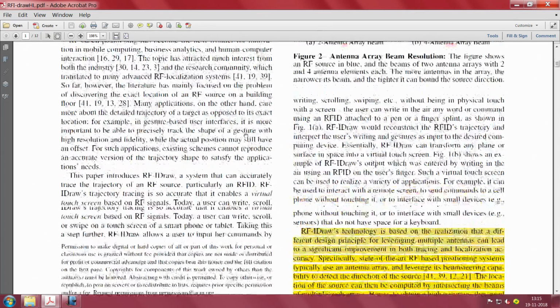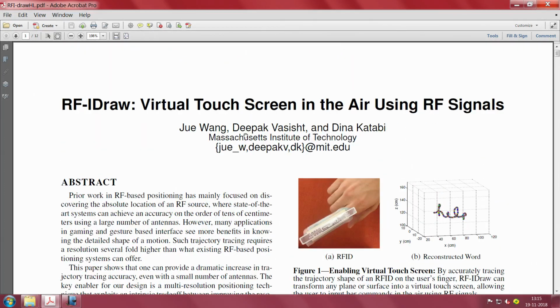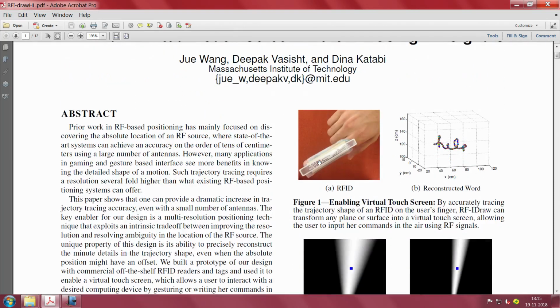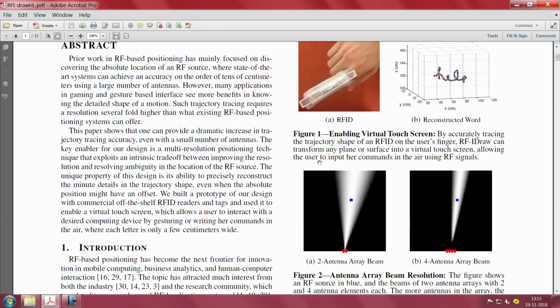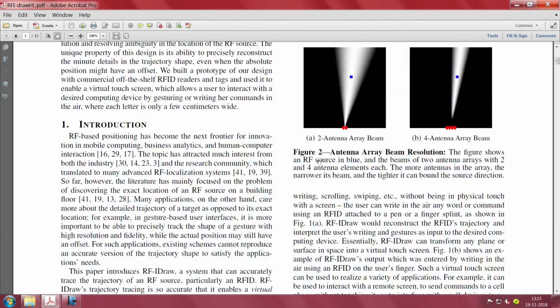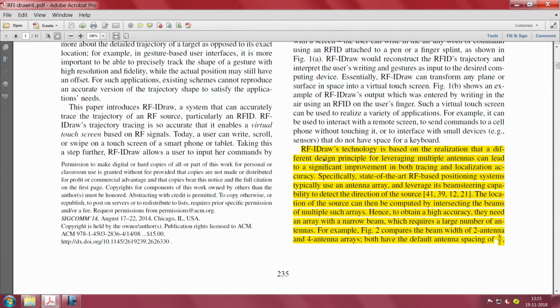All of this is captured in this beautiful paper called RF iDraw. This paper was published in one of the SIGCOMM conferences, and I encourage you to read it in great detail so that you will appreciate the evaluation done in it. This paper is a realization of the principle of leveraging multiple antennas, and how it can improve both tracing as well as localization accuracy.